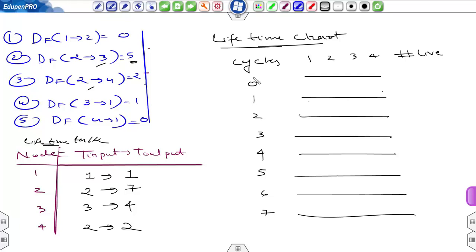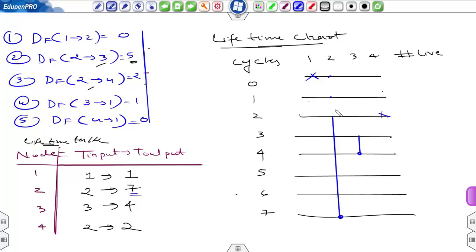We have to consider a total of 7 cycles, the maximum value of the output, and we have a total of 4 nodes. Starting from node 1, it is generated at the first cycle and consumed in the same, so we'll put a cross. Node number 2 is generated at the second cycle and consumed at the 7th, so 2 to 7. For node number 3, 3 to 4, and for node number 4, 2 to 2, so we'll put a cross.